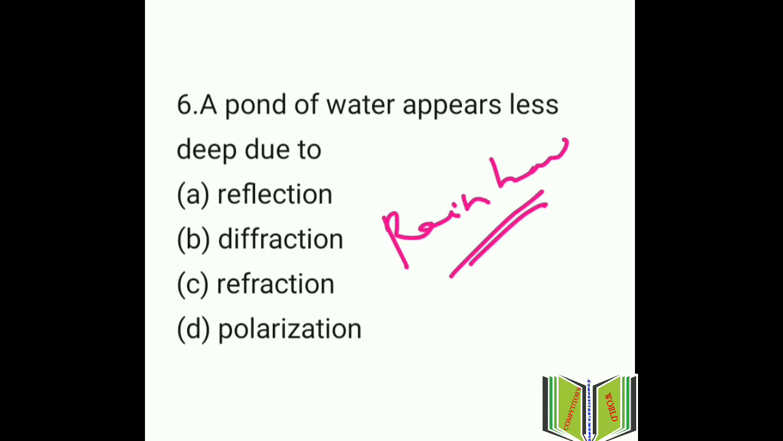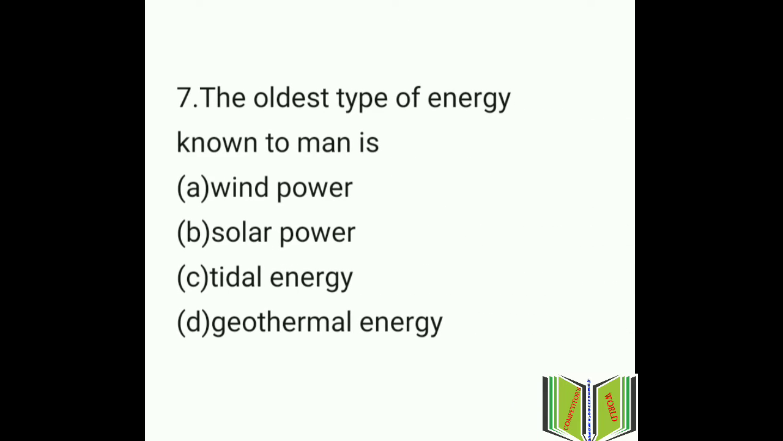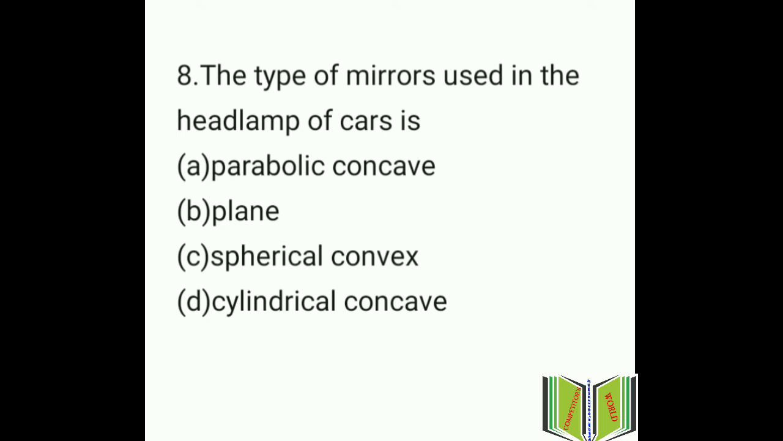Rainbow, etc. Okay, so the answer will be option C, refraction. Move on to the next question, question number 7. The oldest type of energy known to man is, this is a very important question. Option A wind power, option B solar power, option C tidal power, and option D geothermal energy. So here the answer will be option D, geothermal energy. Clear?